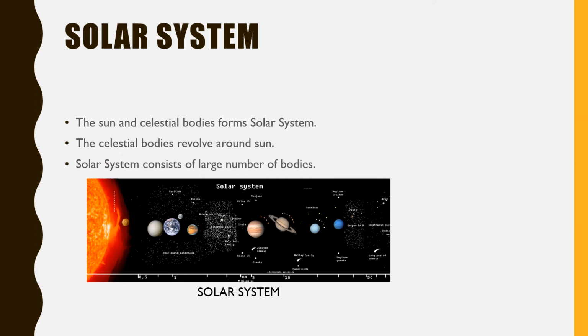Now we are going to learn about the solar system. All of us know about the solar system right from our third standard to present. The sun and celestial bodies form the solar system. The celestial bodies revolve around the sun. The solar system consists of a large number of bodies.